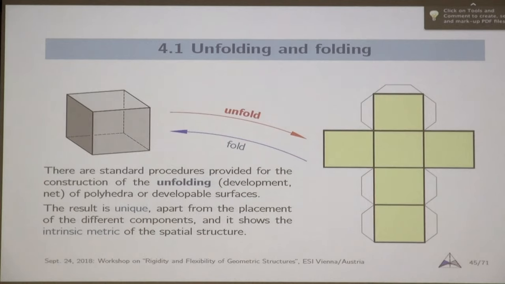So finally, a few words about polyhedra, about flexible polyhedra. We know that if a polyhedron is given, we find its unfolding, a flat form which shows the metric, and the procedure is unique, except you can locate the different polygons somewhere in the plane. And you need an appointment which face is adjacent to which face.